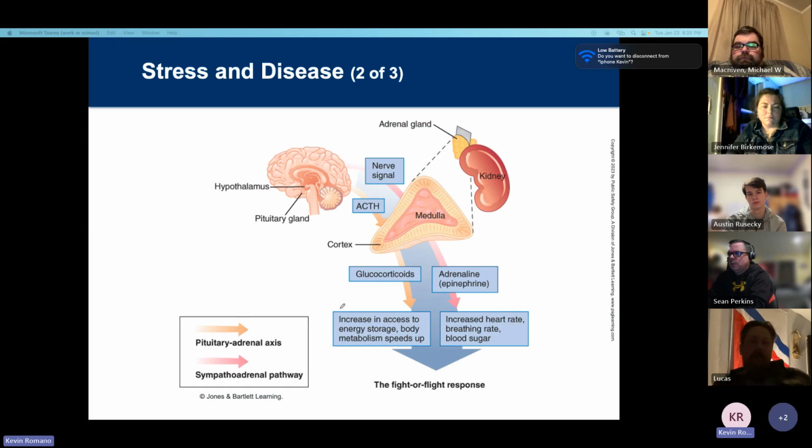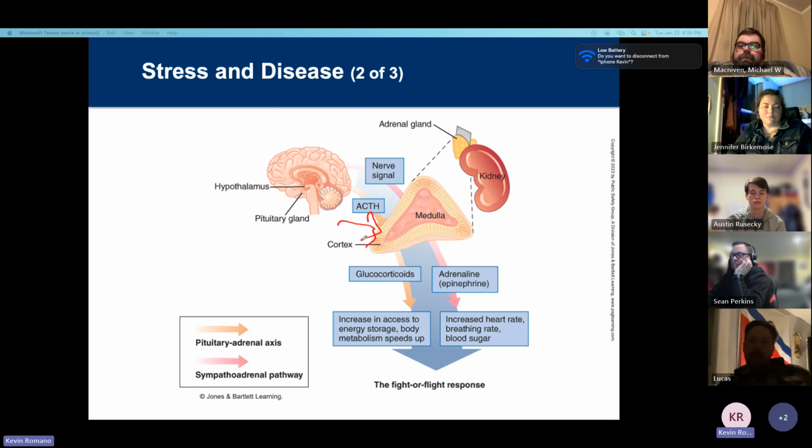We're going to call it ACTH from now on because that can be a hard one to pronounce at times. So here is your hypothalamus and your pituitary gland, the adrenal gland, kidney, and the medulla and the cortex. As you can see, the orangish arrow, the first one here, is your pituitary adrenal axis.